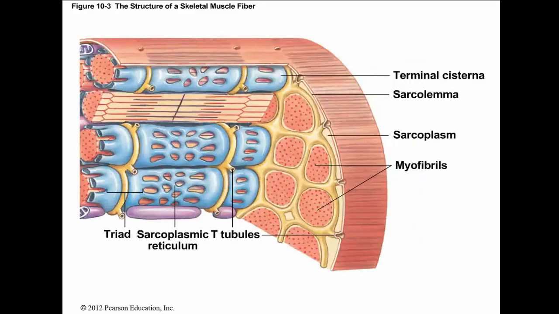So now we're still looking at the muscle fiber, but now we're looking at that triad of sarcoplasmic T-tubule reticulum and the terminal cisterna. And there you've got the sarcolemma, which is the outside membrane, and the sarcoplasm inside of one muscle cell fiber.